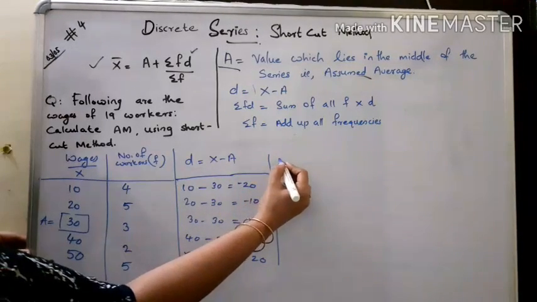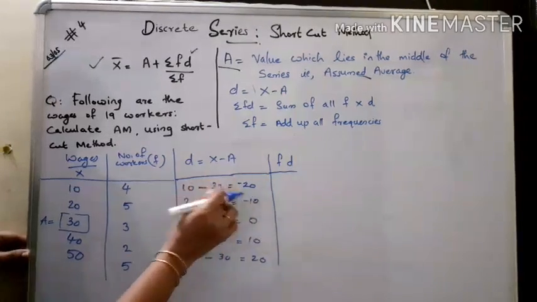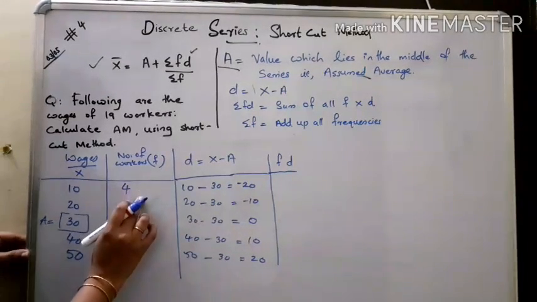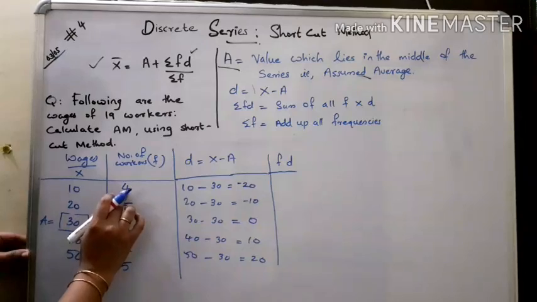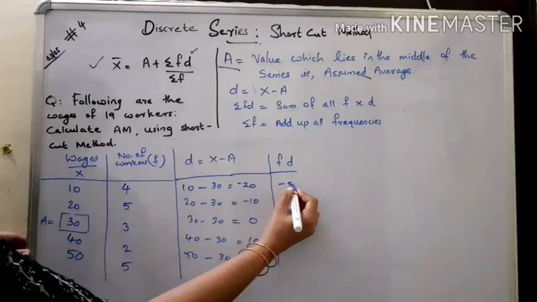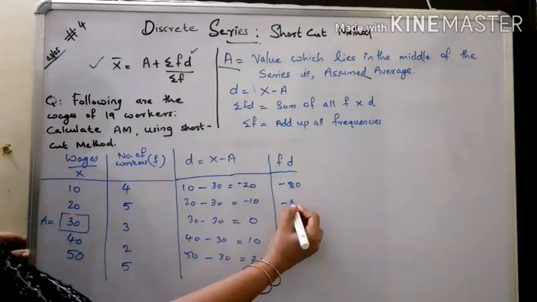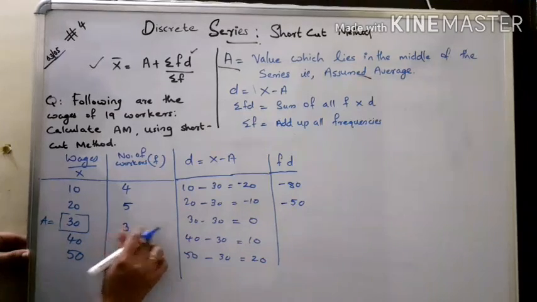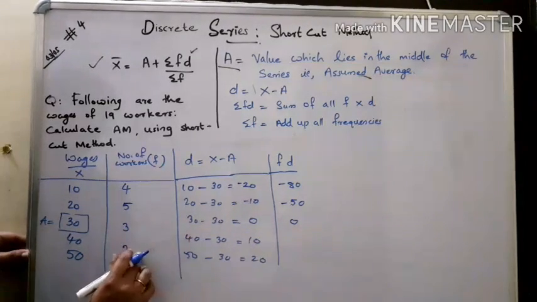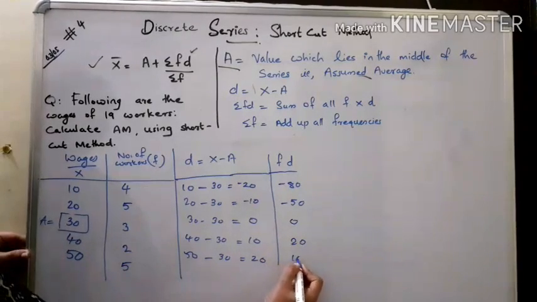So the next step is f multiplied with D. So this is D, this is F. In the first variable, 4 into minus 20, minus 80. Next, 5 into minus 10, that is minus 50. Then 3 into 0, 0. 2 into 10, 20. And 5 into 20, 100.